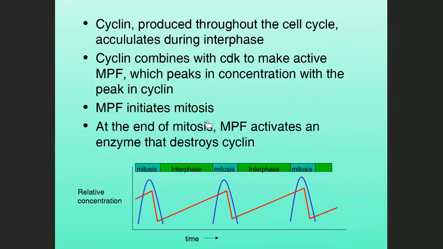Cyclin is another type of protein, produced throughout the cell cycle, and it accumulates during interphase. Cyclin combines with the CDK to make active MPF, which peaks in concentration during the cell cycle. With cyclin, MPF initiates mitosis. At the end of mitosis, MPF activates an enzyme that destroys cyclin. You see here how these proteins interact with each other, across mitosis, interphase and the other phases.